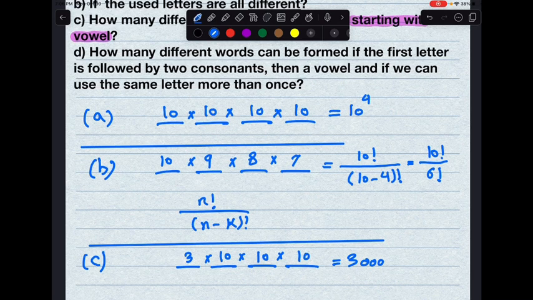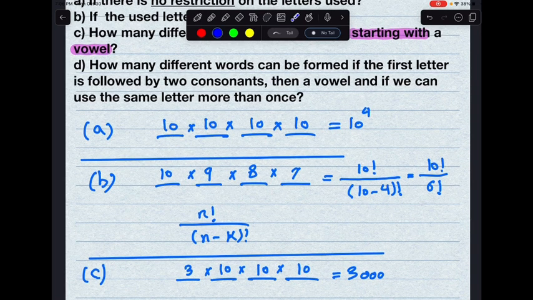There's no formula here when we have this type of condition. It doesn't say anything about repetition. It's kind of a mixed problem, so we just have to count it directly. Like here there are 3 choices for the first letter, and you go through the letters one by one, see what happens, and then count the numbers, which is here 3000.